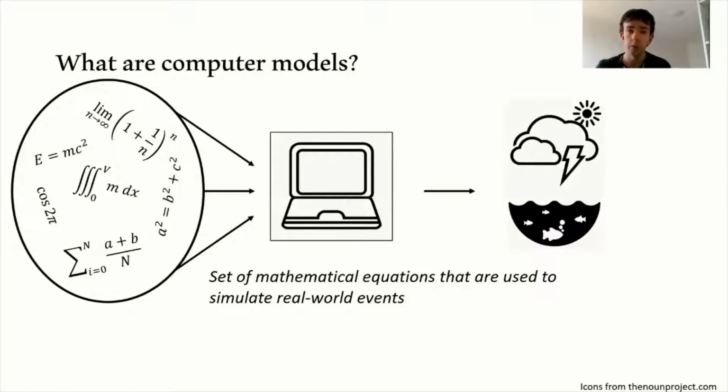First of all, what are computer models? Computer models are sets of mathematical equations that are used to simulate real-world events. And dynamic modeling means that your model will vary over time. Now, I don't know if this definition helped you a lot. It might sound very abstract or confusing, but it doesn't have to be complicated. And in this video, I want to show you a very simple example of how a model could look.